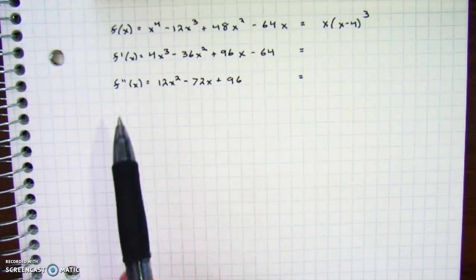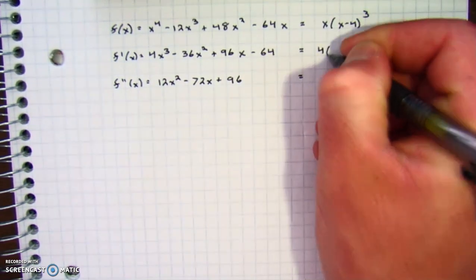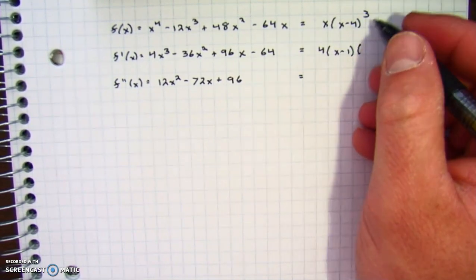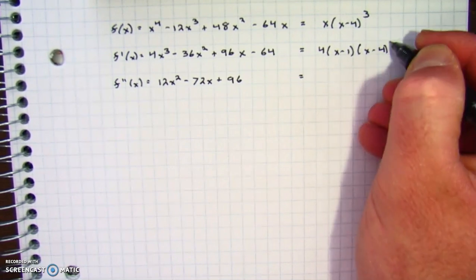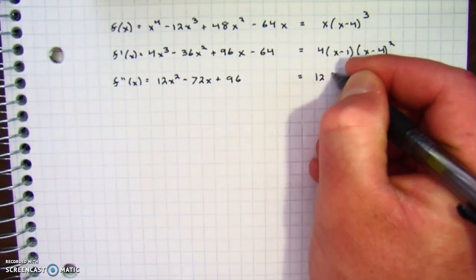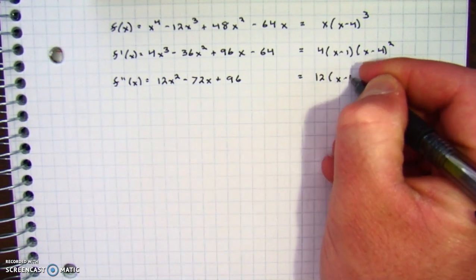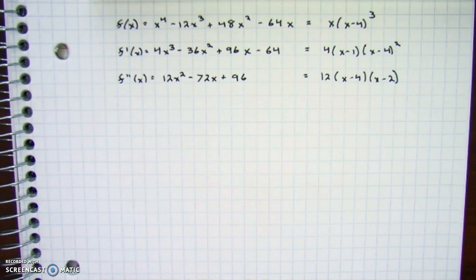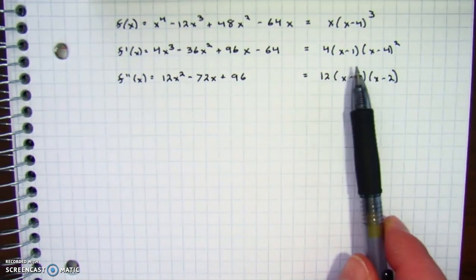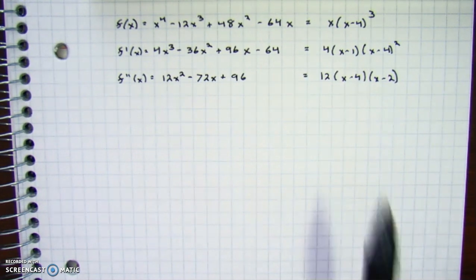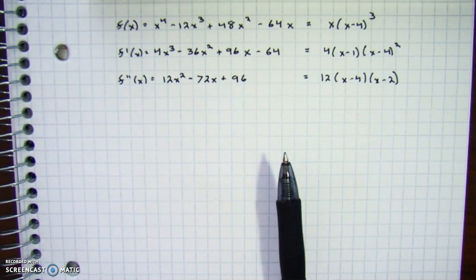If you factor those, you're going to get 4 times x minus 1 times x minus 4 squared. And if you factor the second derivative, you're going to get 12 times x minus 4 times x minus 2. I went ahead and did those before just to save us some time. But just remember, a lot of these you will have to factor, or attempt to factor, to hopefully make your life easier when you're looking for where these are going to cross 0.